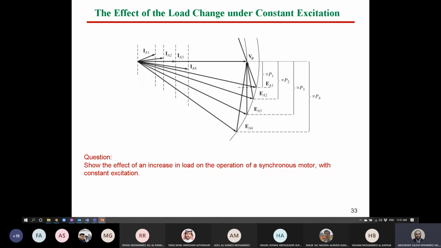Another effect is the effect of load changing under constant excitation. This is the first one which we mentioned, but unfortunately the time is due now, the end of the class. So we will stop at that point, inshallah, and we can continue in the next class.